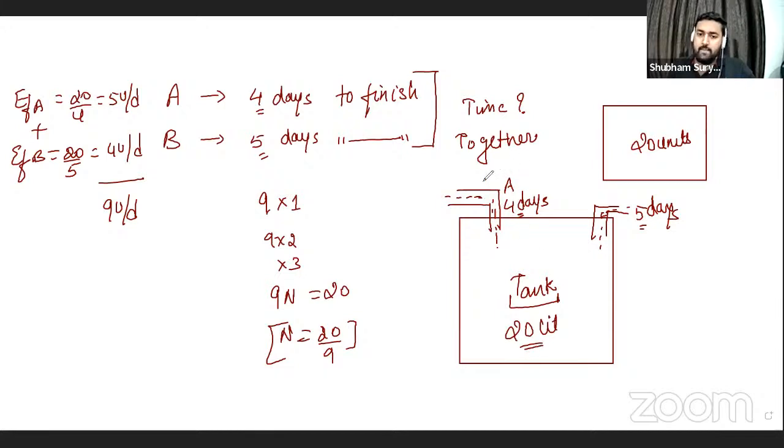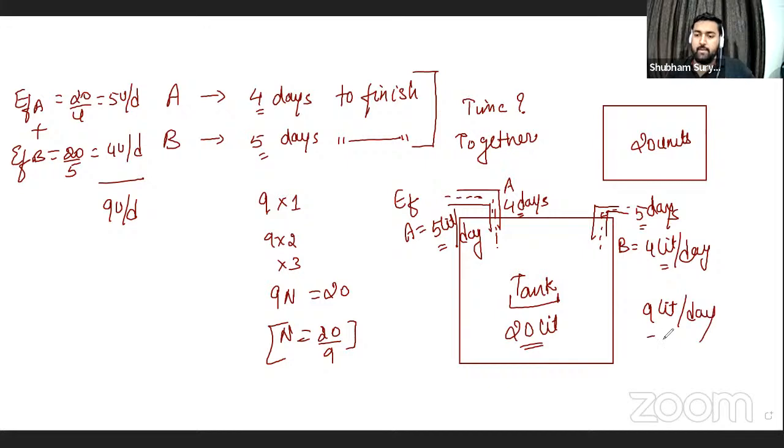So pipe A, the efficiency of pipe A. If I talk about the efficiency of pipe A, it's gonna be how much? 20 liters in 4 days, it's gonna be 5 liters per day. Okay. And if I talk about pipe B, 20 liters in 5 days, it's gonna be what? 20 by 5, which comes out to be 4 liters per day. And if they start working together, so how much water is gonna fill? 5 liters per day by pipe A and 4 liters per day by pipe B. It means 5 plus 4, 9 liters per day is being filled if they work together. And they want to fill a total of 20 liters. How many days will be required? Exactly 20 by 9 days will be required.